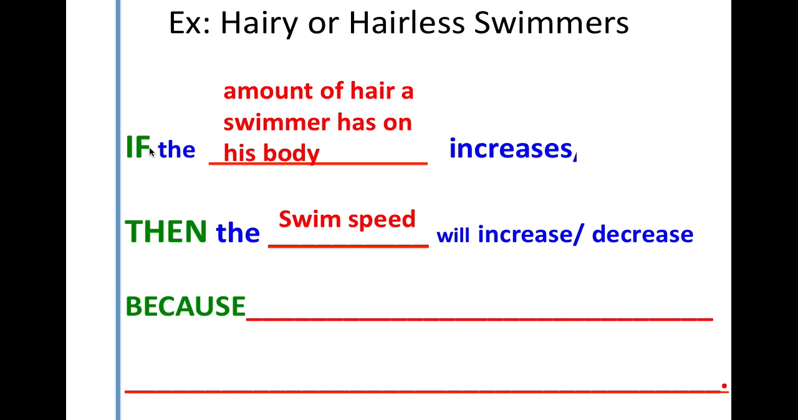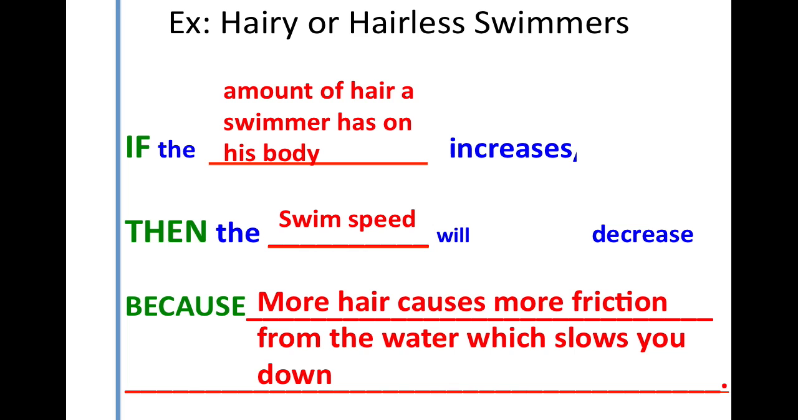What do you think will happen? So if the amount of hair a swimmer has on his body increases, then the swim speed will, well, let's just say decrease, right? It will decrease because, and this is an example of a good reason, more hair causes more friction from the water, which slows you down. Make sure you copy this down. This is in our T-notes. So I just noticed that my line over here I put way over to the left, but I wanted to make sure that you were able to see my example. So write this in the right side of your T-notes.